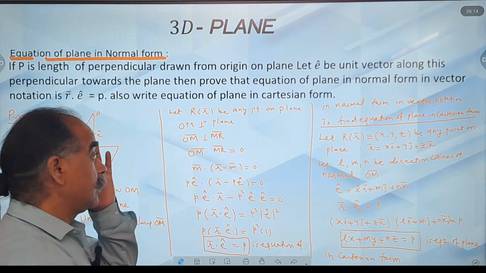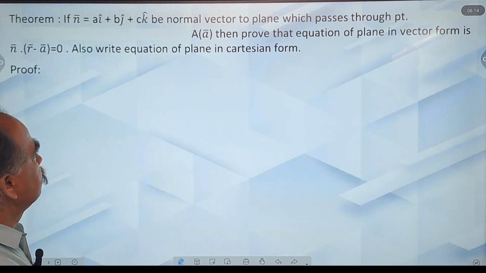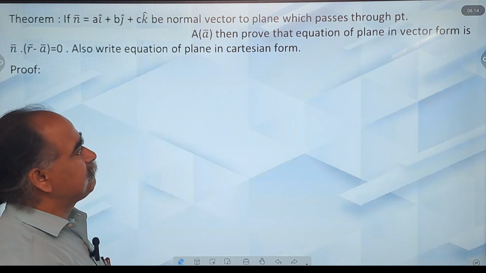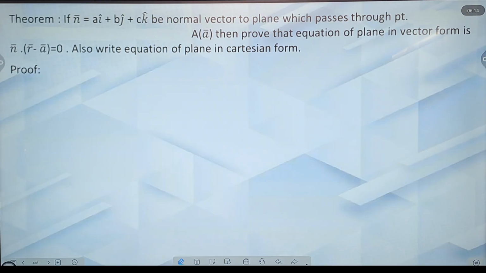Next is, if N bar is equal to AI plus BJ plus CK be the normal vector to a plane which passes through point capital A bar, then prove that the equation of plane in vector form is n bar dot r bar minus a bar is equal to 0. Also write the equation of plane in Cartesian form.